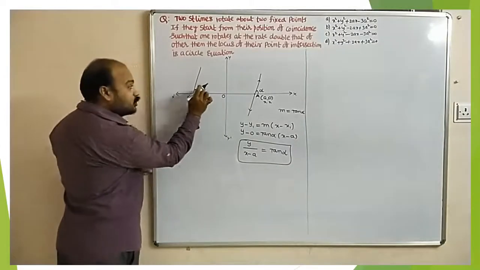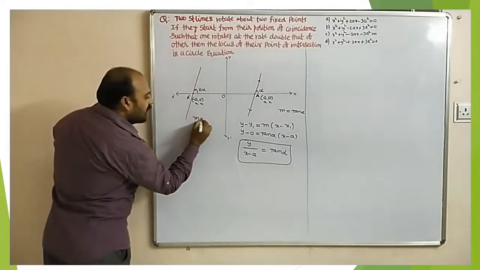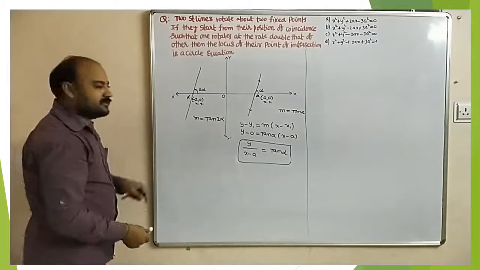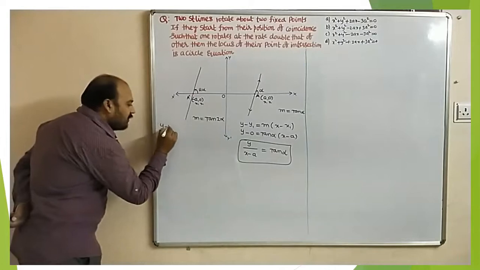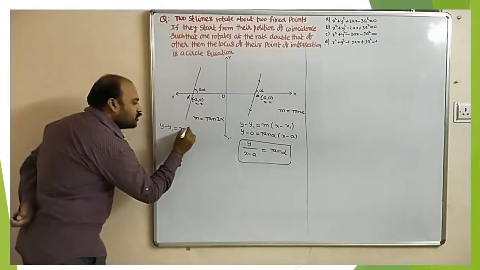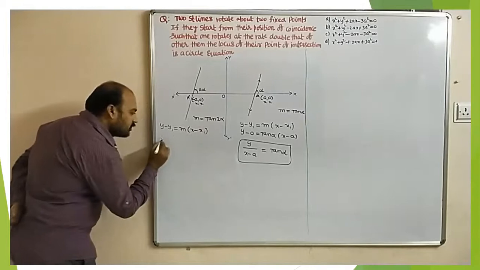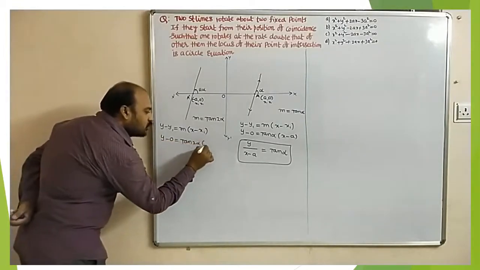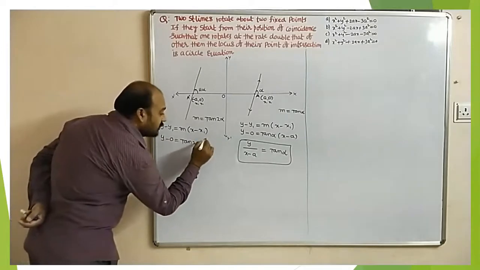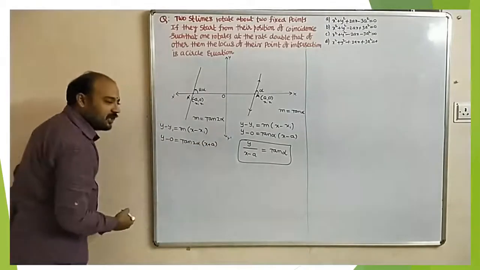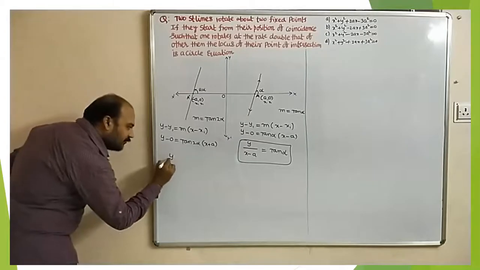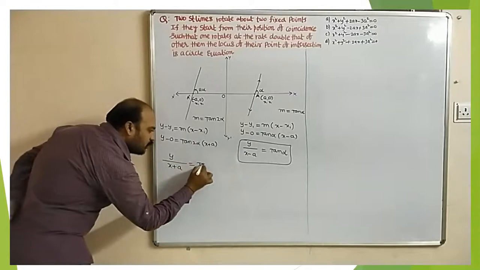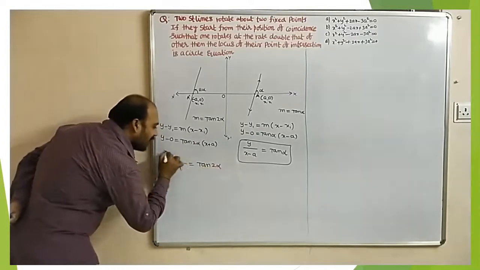And here also similarly, this line has slope m equal to tan 2 alpha, and is passing through the same point (-a, 0). So the line becomes y minus y1 equal to m into x minus x1. In place of (x1, y1) substitute (-a, 0). So y minus 0 equal to tan 2 alpha into x minus of minus a, that is x plus a. So y by x plus a is equal to tan 2 alpha.